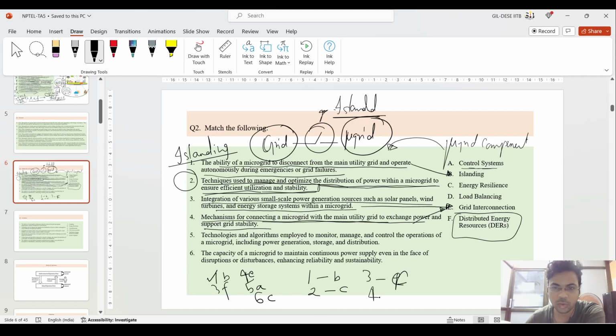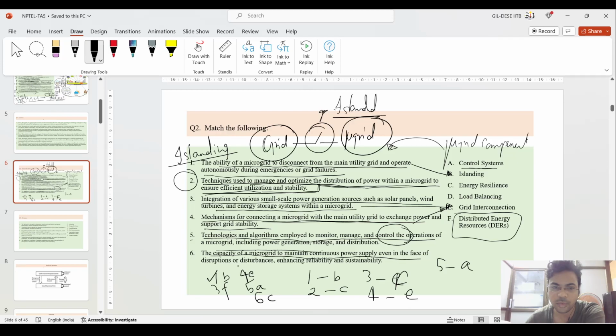Coming to solar power, the third option is F, and the fourth is connected to E. Coming to the fifth part, technologies and algorithms employed to monitor, manage and control the operation. So the fifth in itself is control. So fifth of A is correct.